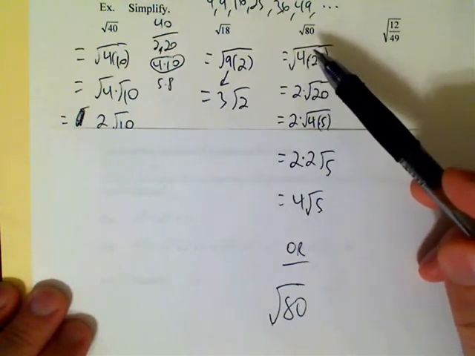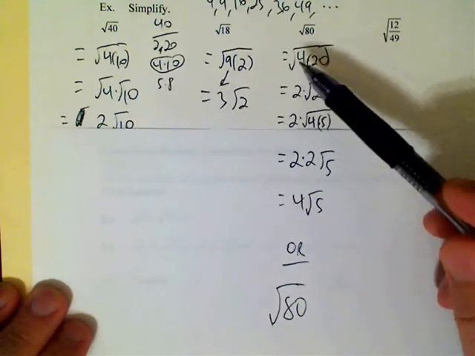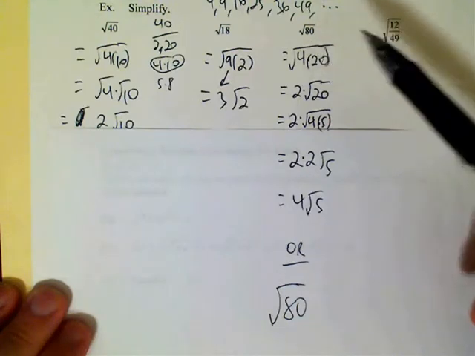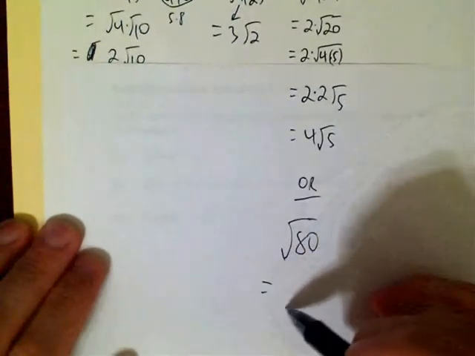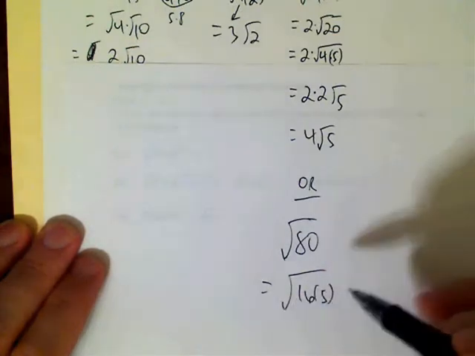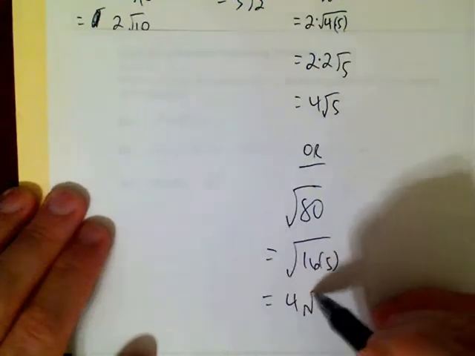So we could have tried 9. 9 won't go into 80. We knew that 4 did, but 9 won't. Then we would try 16. Is 16 going into 80? And the answer is yes. 16 goes 5 times. 16 comes out as a 4, and the 5 stays.